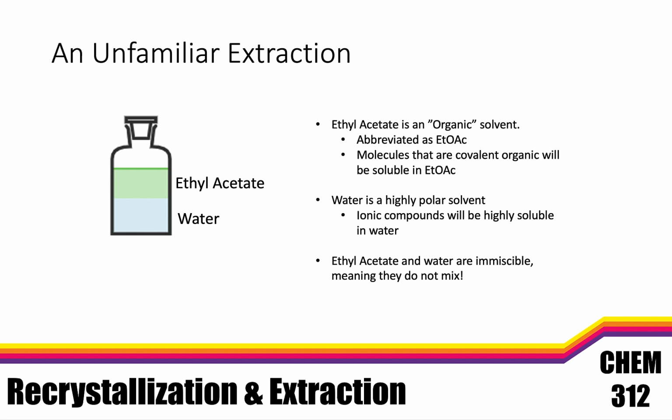So we have ethyl acetate and water, and the ethyl acetate is an organic solvent. And so we could think of this as being lots of carbons and hydrogens, right? There's a few oxygens in there. But these two things are what we call immiscible, meaning they do not mix. So just like your salad dressing, right, that you have to shake up and you can see those layers separate, ethyl acetate and water will not mix together.